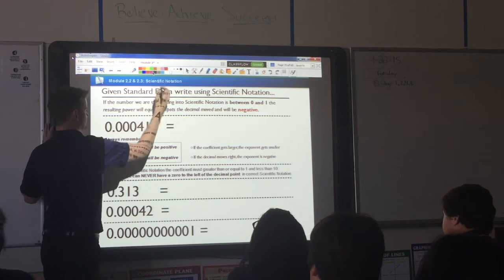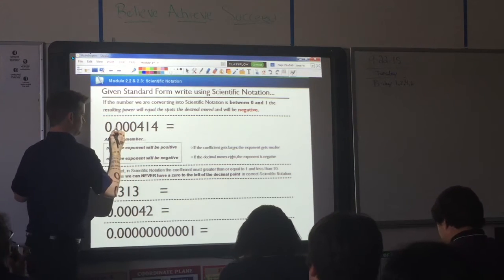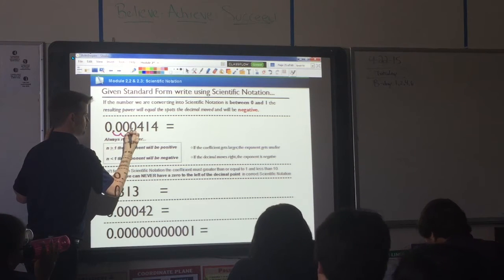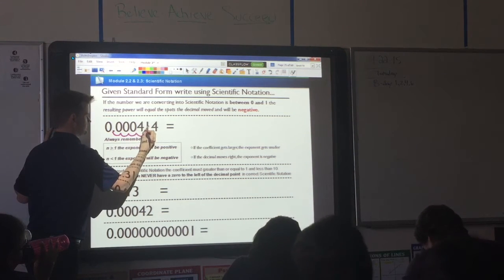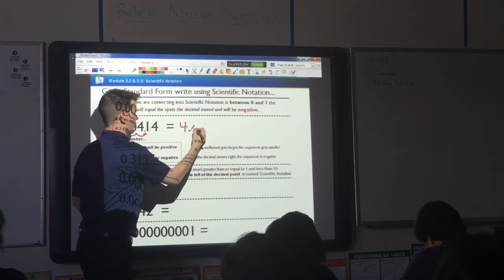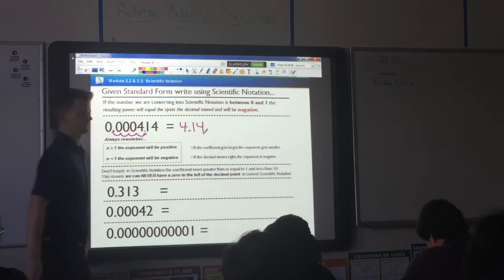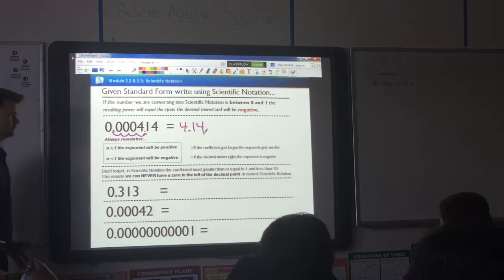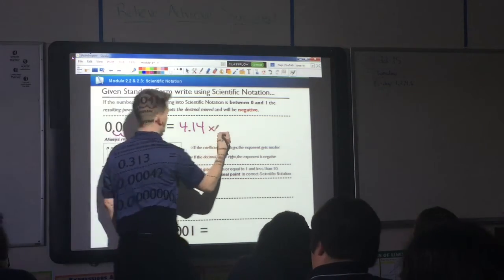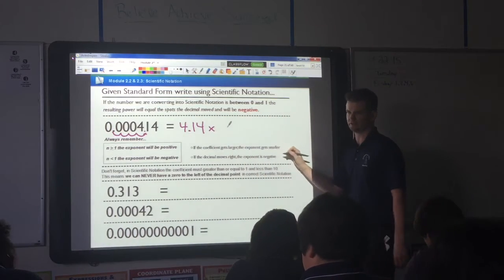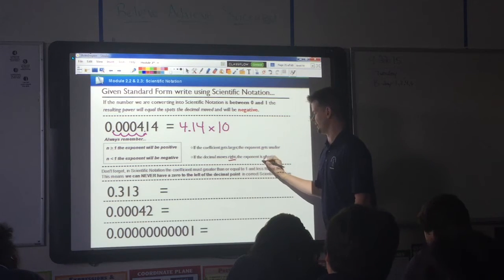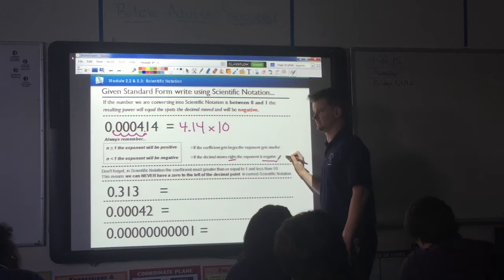Right. So if we look at this first example, we're going to move the decimal. Then the answer would be a negative. You'll see. We're going to move the decimal 1, 2, 3, 4 times to the right. And it's going to be 4.14. We have a good coefficient now. It's greater than or equal to 1. It's less than 10. We write our multiplication sign. We write our base. Our base is always 10. And then our exponent. Because we moved to the right, my exponent's going to be negative.